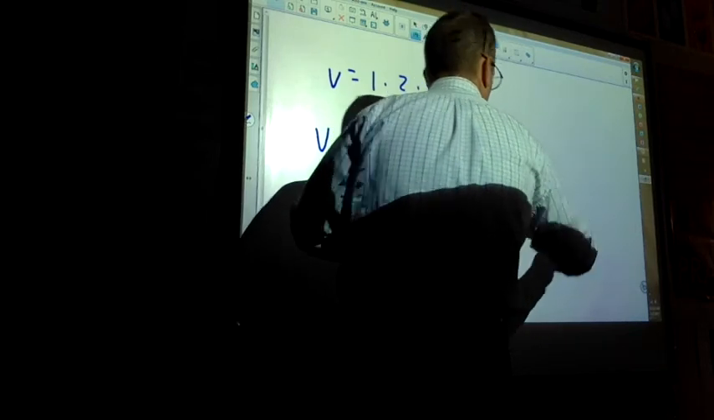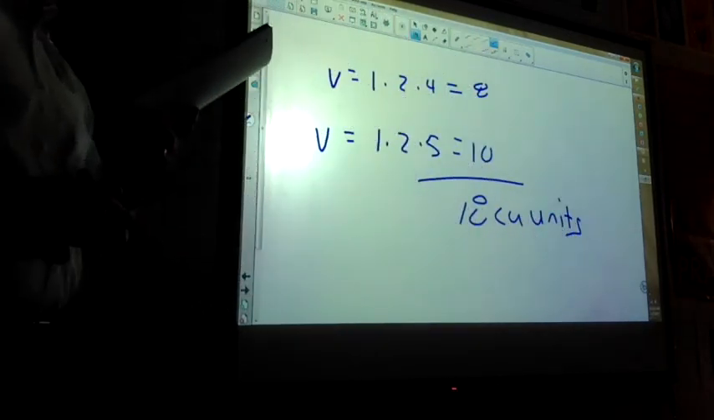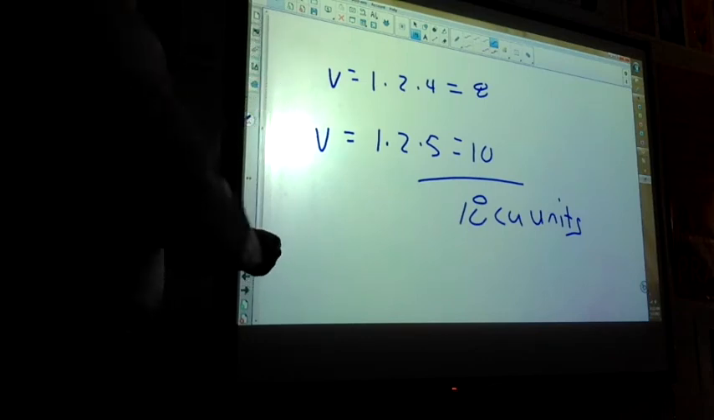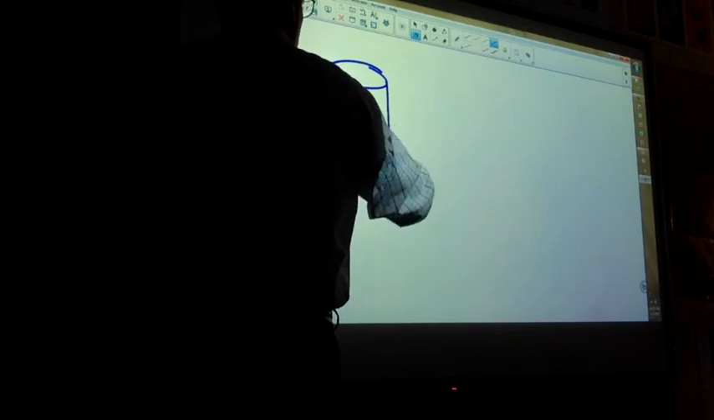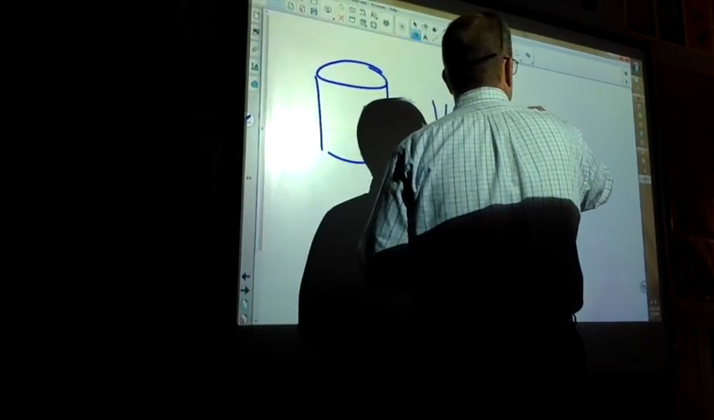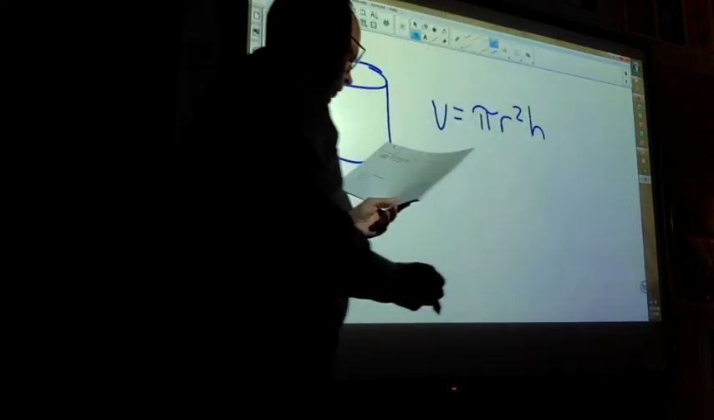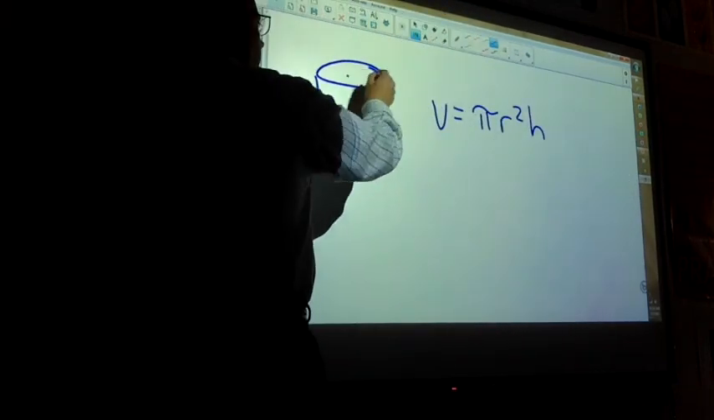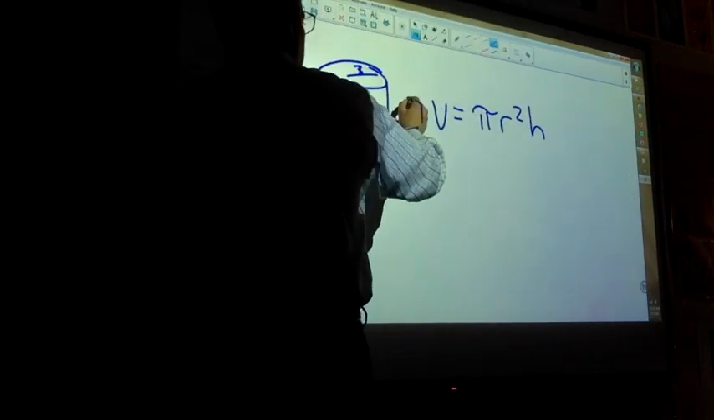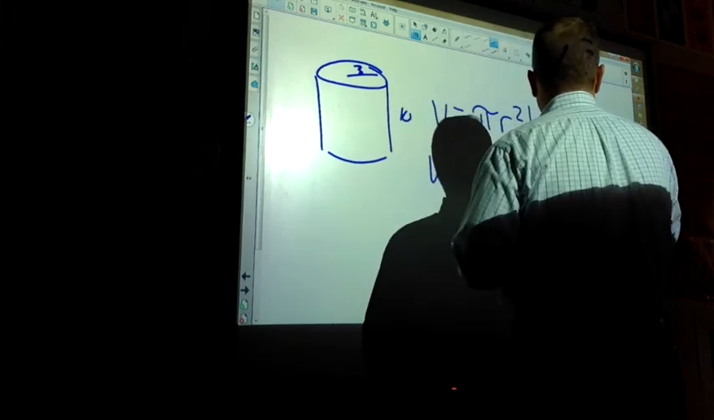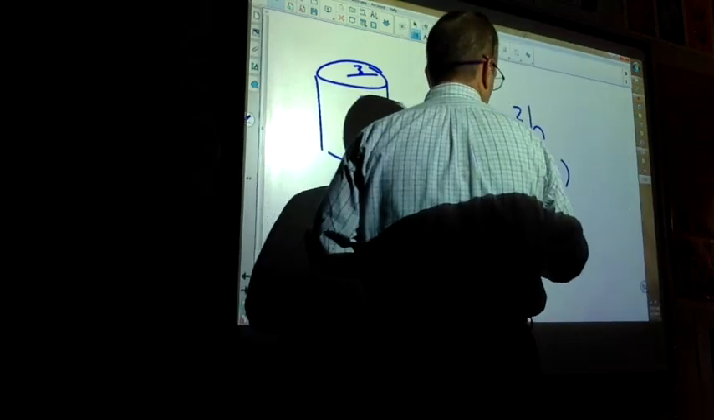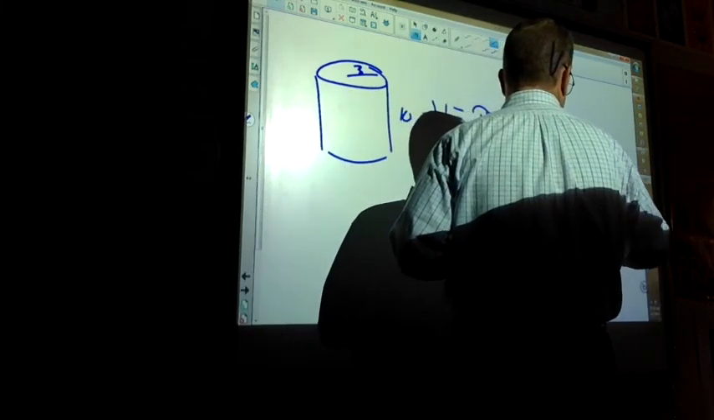That's the volume. And then what about a cylinder? In order to find the volume of a cylinder, it's pi r squared times height. So if you had a radius of 3, a height of 10, volume equals pi times r squared, that's 9, times 10. So 90 pi cubic units.